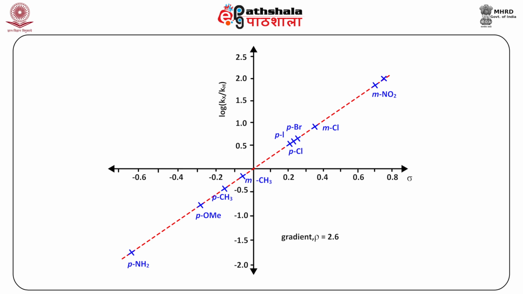Similarly, the more negative rho is, the more is the K, or the capital K, and smaller is the K naught, or the capital K naught. You can clearly see the gradient of this best fit line shows how sensitive the reaction is to the substituent effects in comparison with the ionization of benzoic acids.